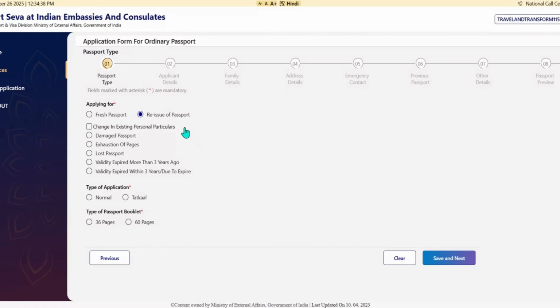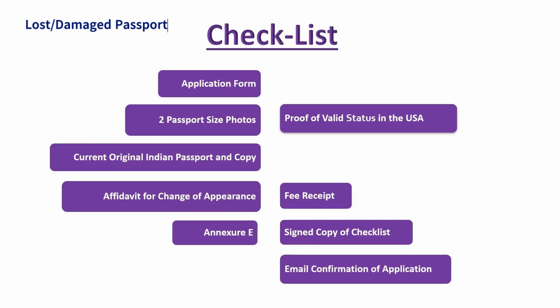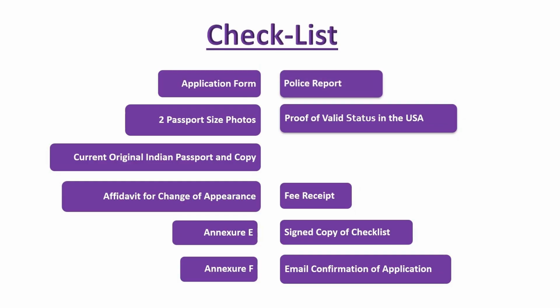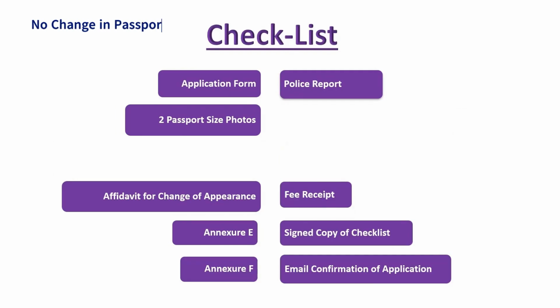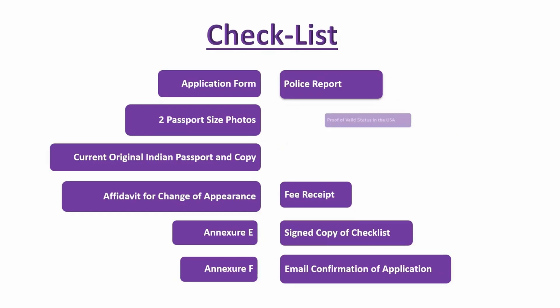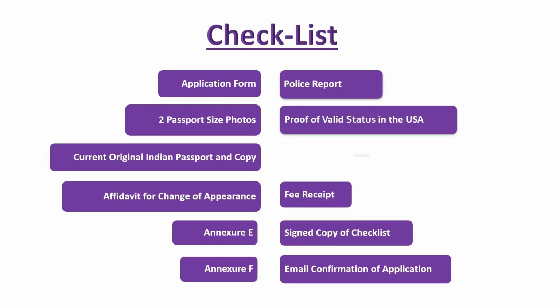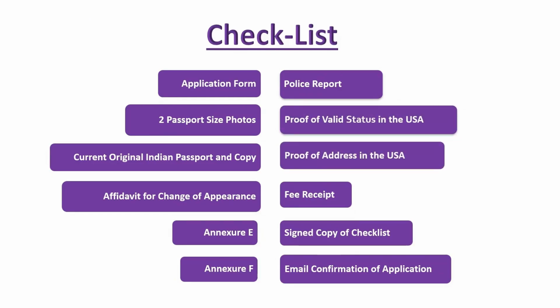The mandatory documents will depend on which category you are applying for passport renewal. For example, if you are applying in a damaged or lost category, upload Annexure F, police report, and address proof as supporting documents. If renewing your passport under the normal category, then upload photocopies of your current passport, notarized legal status in the USA, and proof of US address.